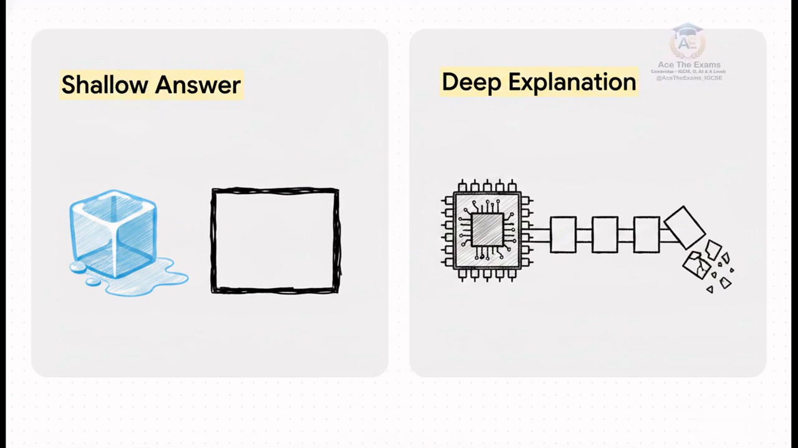Here is the rule. If you just describe a concept, your answer is fundamentally incomplete. But on the flip side, jumping straight into an explanation without actually naming the concept first leaves the examiner totally confused. You absolutely must do both. Let's look at a shallow answer. Alex wrote, binary overflow is when an extra bit is generated.